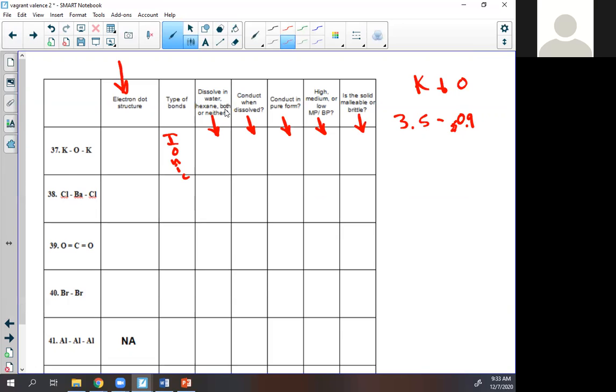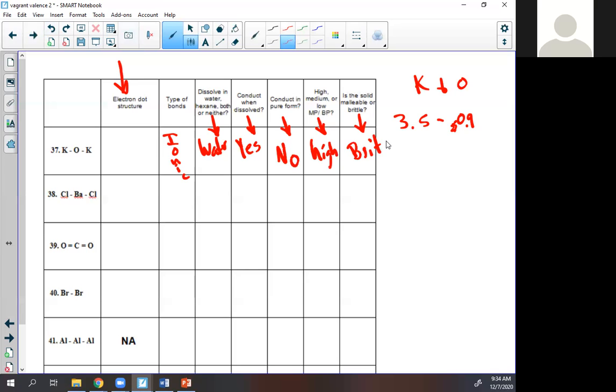Do ionics dissolve in water, hexane, both, or neither? Water. Do they conduct when dissolved? No, because they don't dissolve, right? Do they conduct in pure form? Whoa, hey, I'm sorry. You're all looking at me wrong because I'm an idiot. I was thinking metallic still. Do they conduct when dissolved? Yes, sorry about that. Do they conduct in pure form? No. High, medium, or low? High.